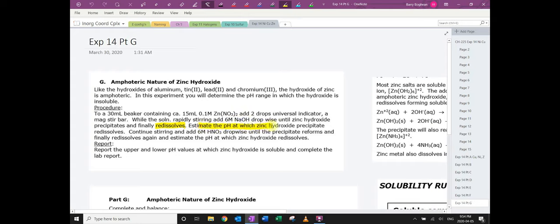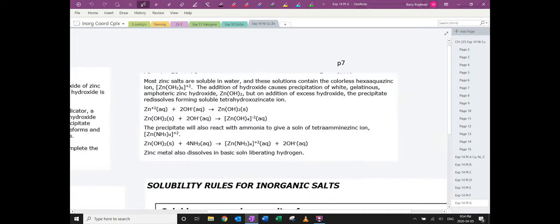Estimate the pH at which zinc hydroxide precipitate redissolves. Then continue stirring but add 6 molar nitric acid, lowering the pH. You'll see the precipitate reappear, but eventually as you keep adding acid and the pH keeps dropping, the precipitate will dissolve. Estimate the pH at which zinc hydroxide redissolves. On page 7, you'll find the reactions for this. Here's zinc precipitating as the hydroxide. Here's the zinc hydroxide solid redissolving as the soluble tetrahydroxozincate ion.